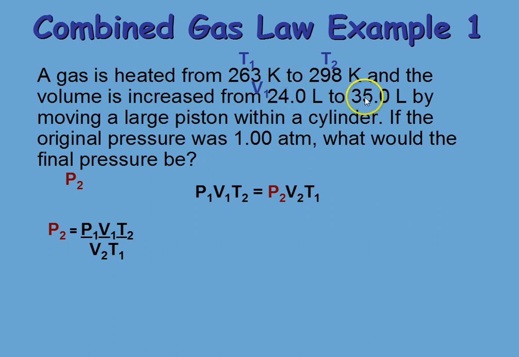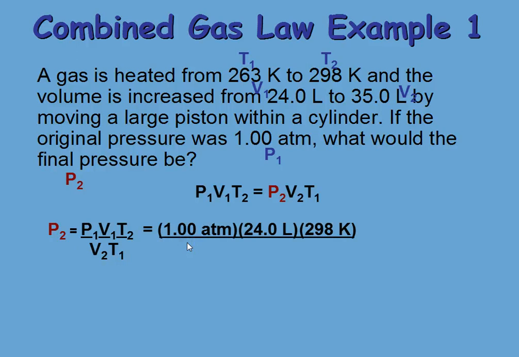Our volume is increasing from 24 to 35.0 liters. So the first one would be our V1. The second one would be our V2. And then we were given the original pressure was 1.00 atmospheres. So that would be our P1. And I believe that accounts for the 5 quantities we were looking for to solve for P2. So at this point we can just substitute them into our equation. There's the 1 atmosphere for P1, the 24.0 liters for V1, and the 298 Kelvin for T2.